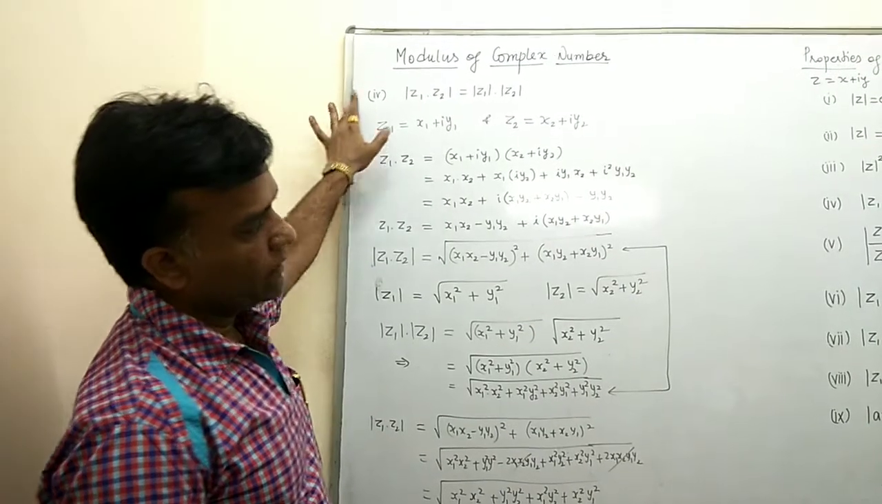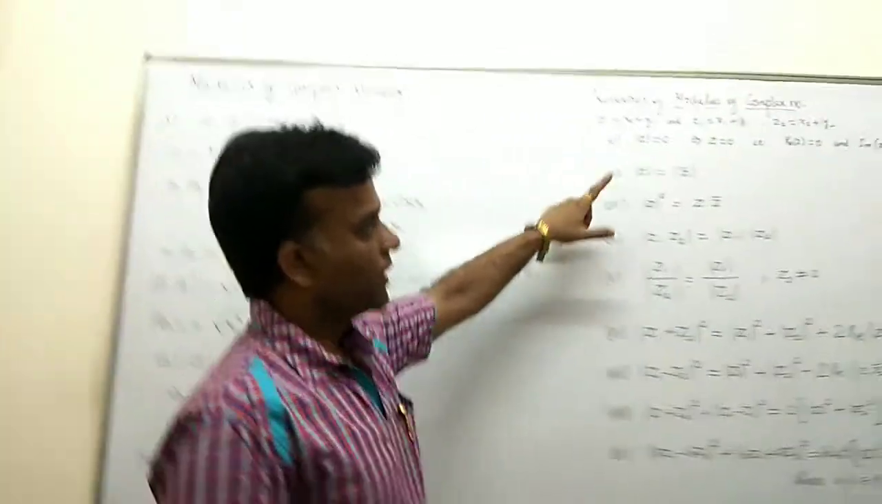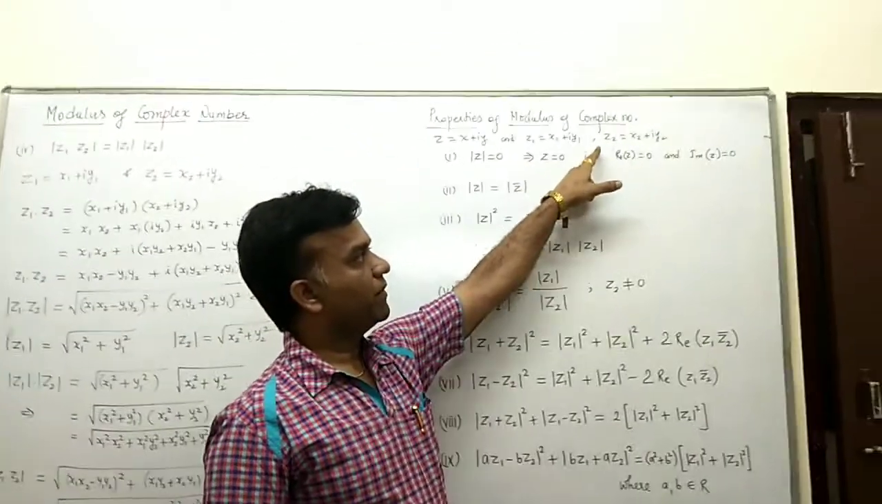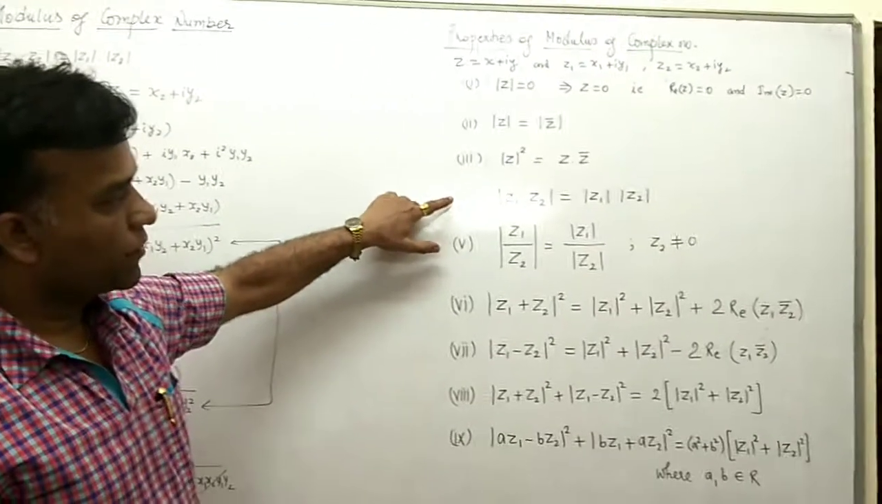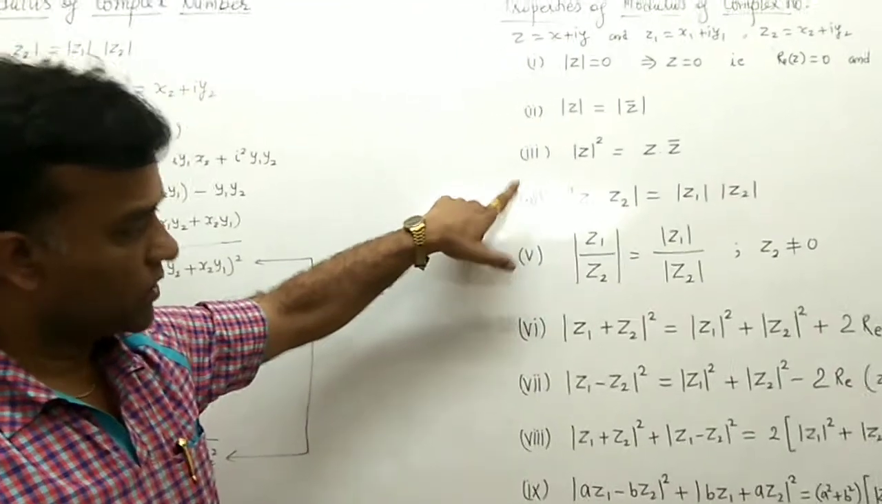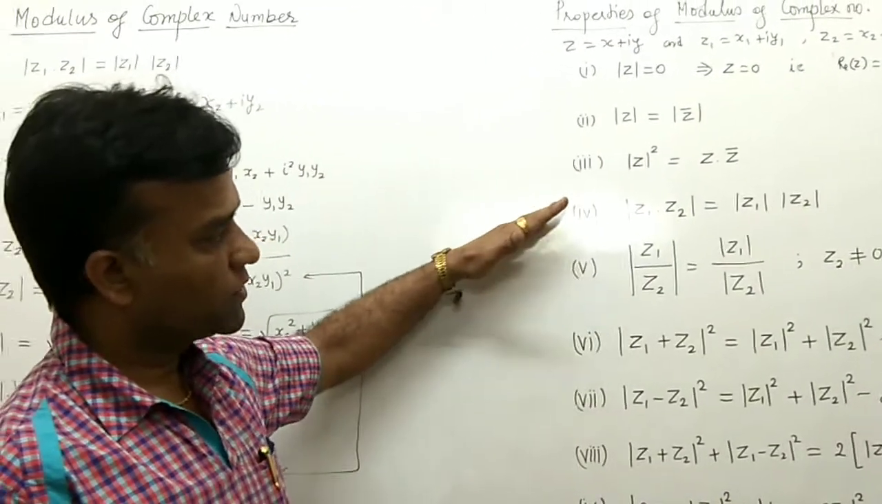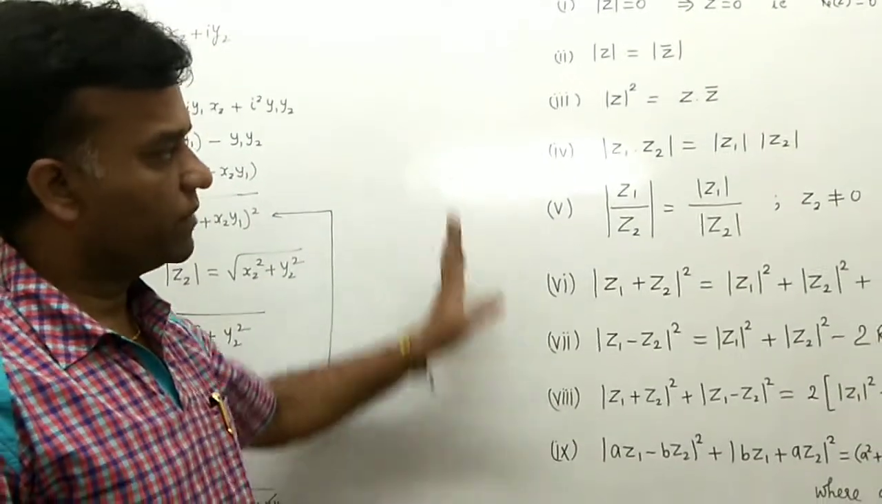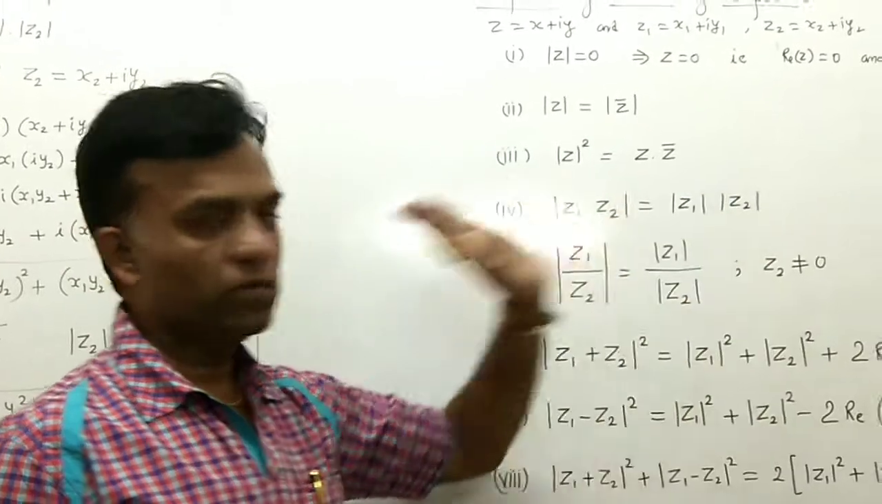Okay, then we have z1 and z2, which we consider the same as before. z1 is x1 plus iy1 and z2 is x2 plus iy2, and now we have to show property number 4, because all these properties are related to z1 and z2. So for example, only this property can be proved: mod of z1 z2 equals mod z1 into mod z2.